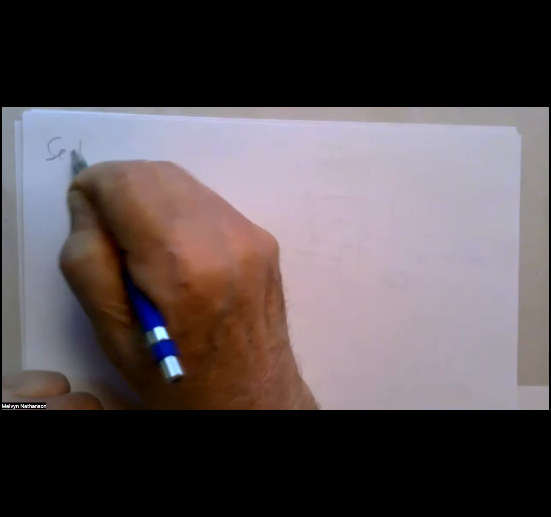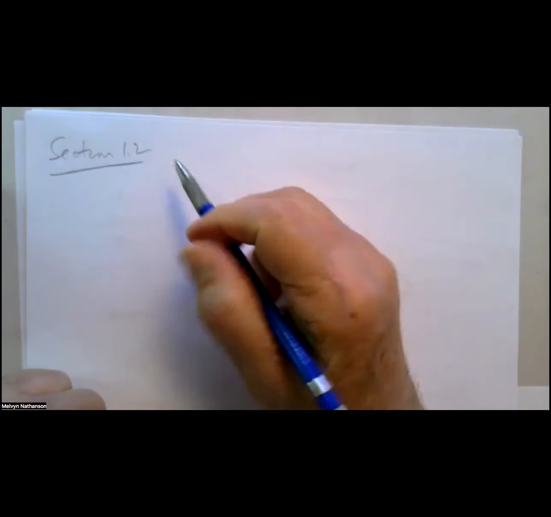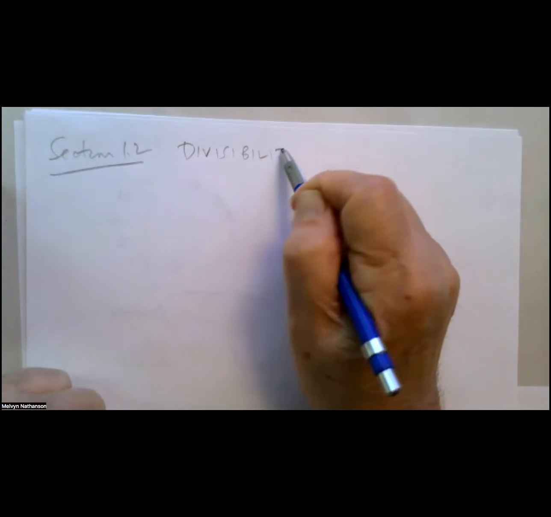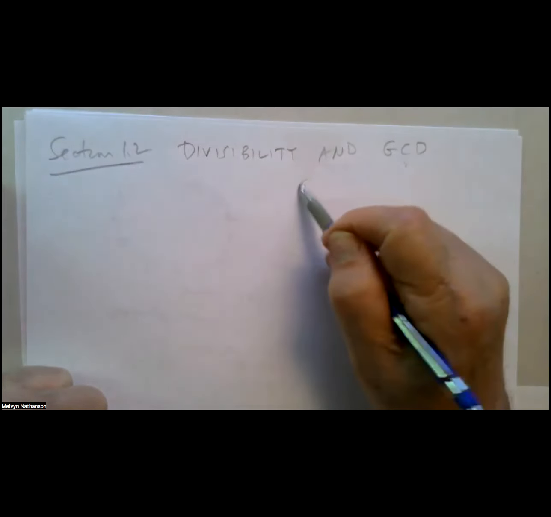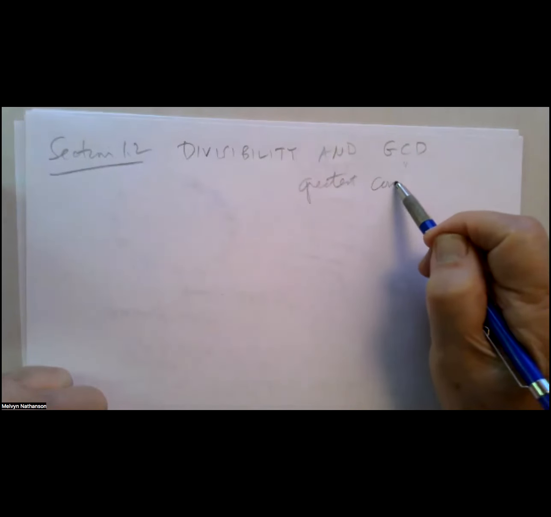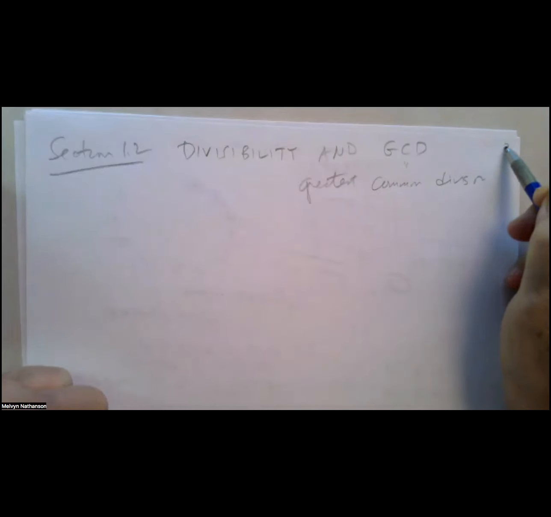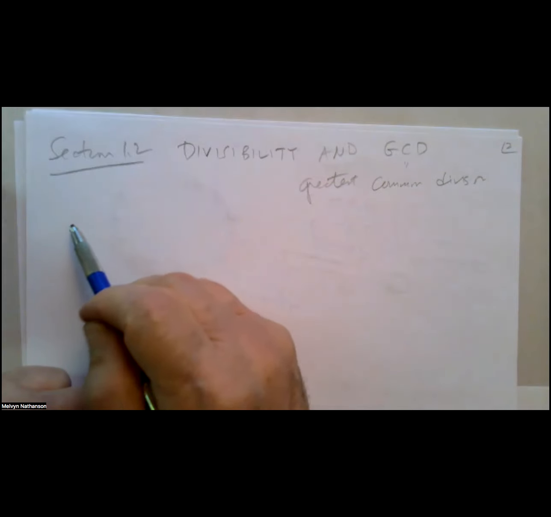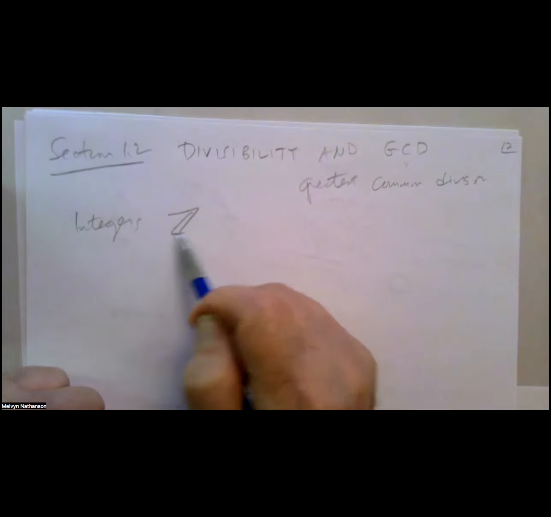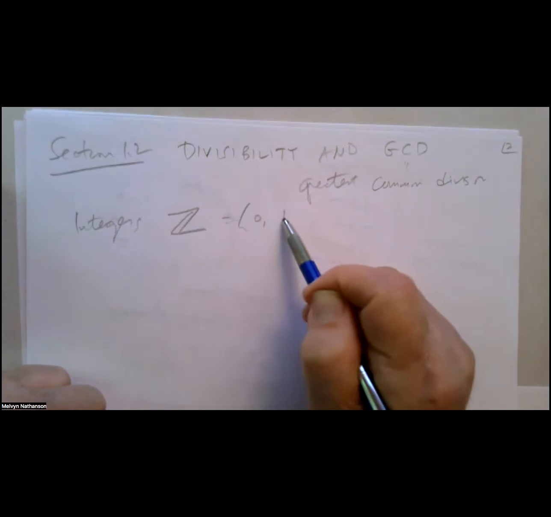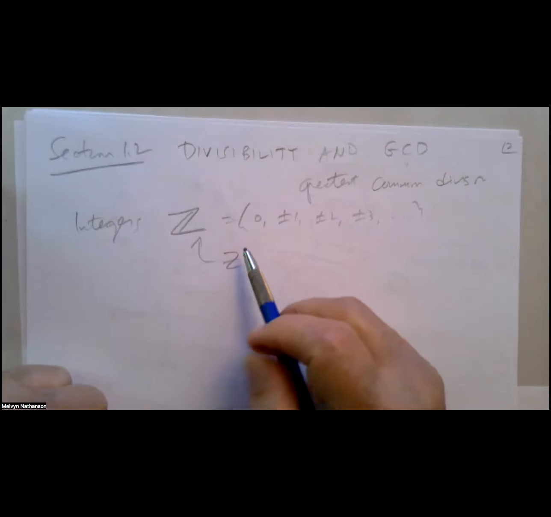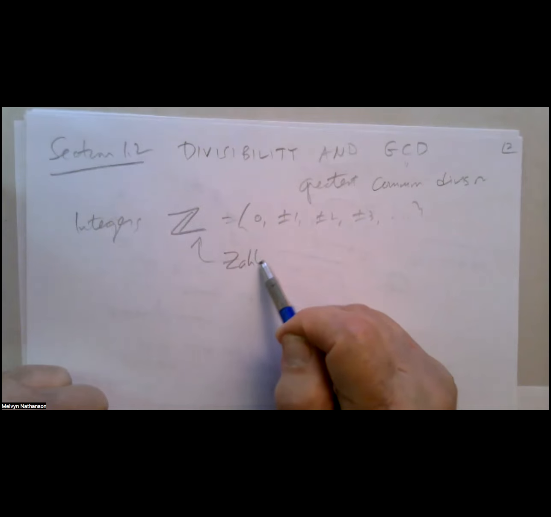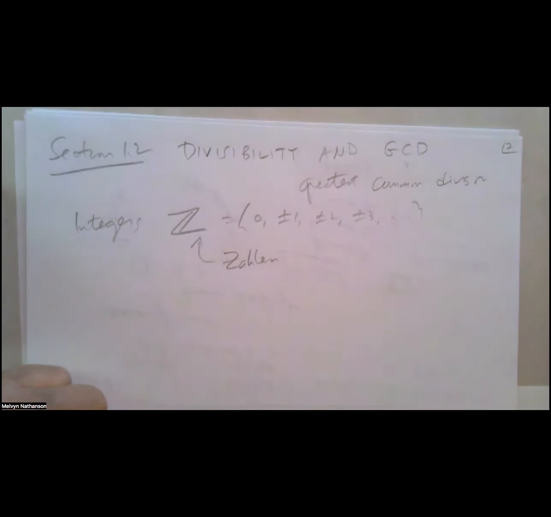Okay. So what I want to discuss today now is section 1.2, which is on divisibility and GCDs, which stands for greatest common divisor. So we have the integers, which is denoted usually by this bold-faced letter Z: 0, plus or minus 1, plus or minus 2, plus or minus 3, and so forth. He used the letter Z because the terminology comes from German, and the word for numbers in German is Zahlen. But Z is universally used to denote the set of integers.